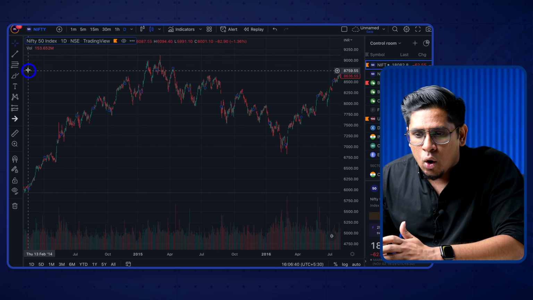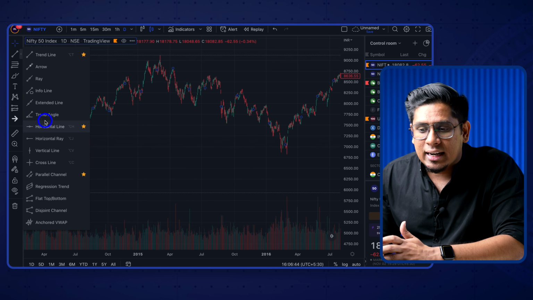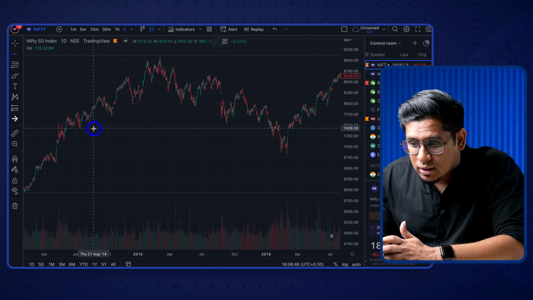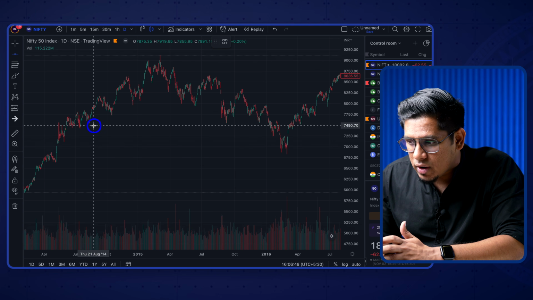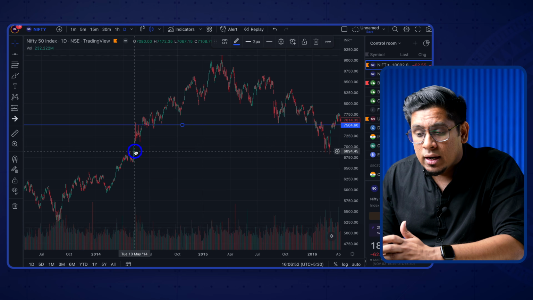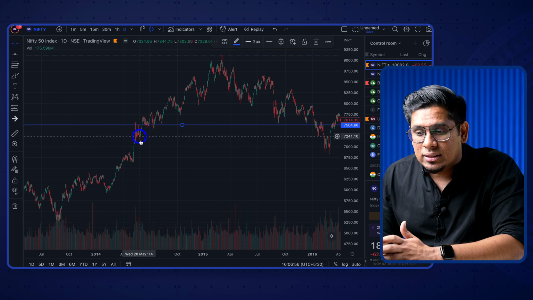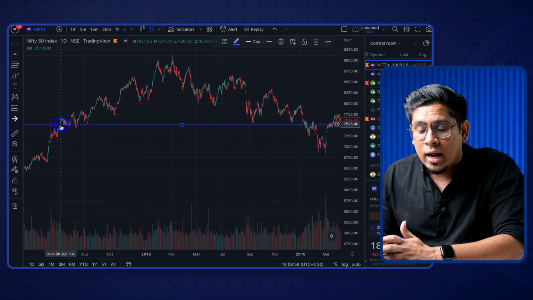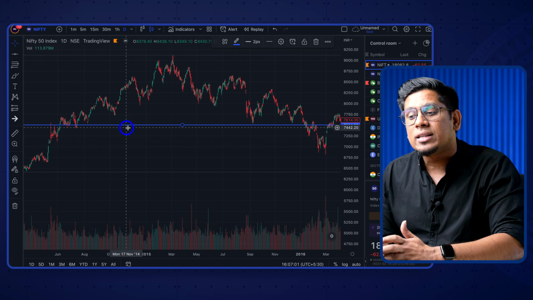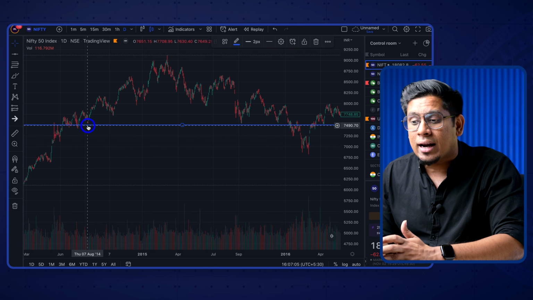So I am drawing a horizontal line. How can I draw a horizontal line? I can take a horizontal line tool, then just click here, somewhere around here, and draw a horizontal line. What can you see? Nifty went up, and this was acting as the resistance, then came down, then went up, resistance, then came down, then went up, it was broken, and then look how beautifully it started acting as a support. 1, 2, 3, 4 times it acted as a support.